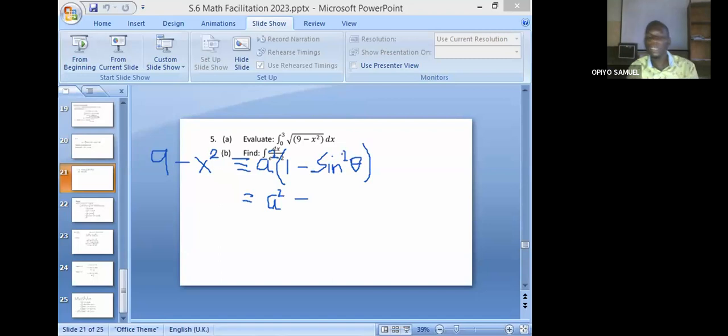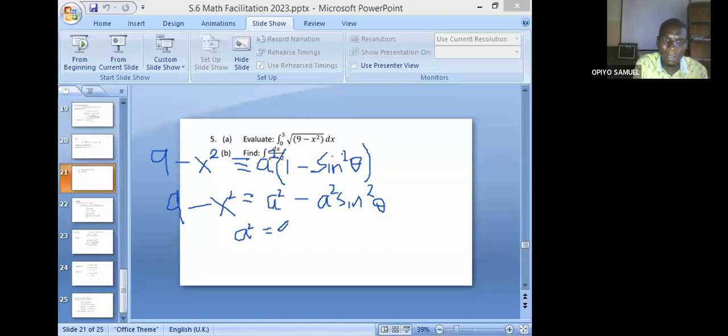minus a squared sine squared theta. From here, since this is equal to 9 minus x squared, it means a squared equals 9. And definitely you can see that this will give us a equals 3.